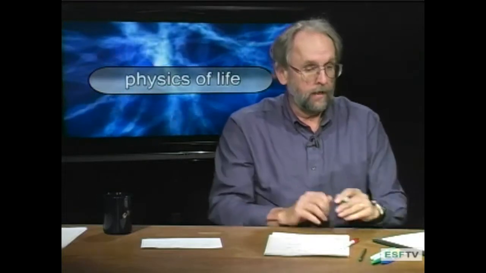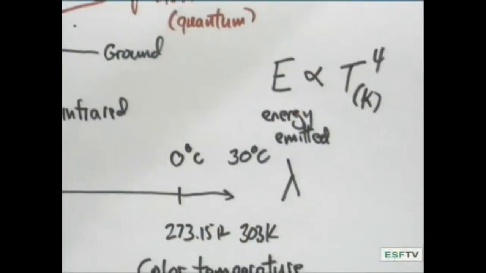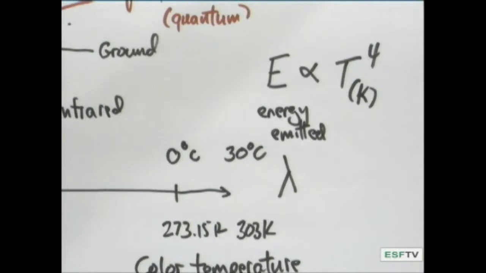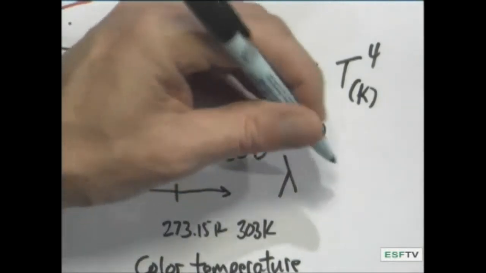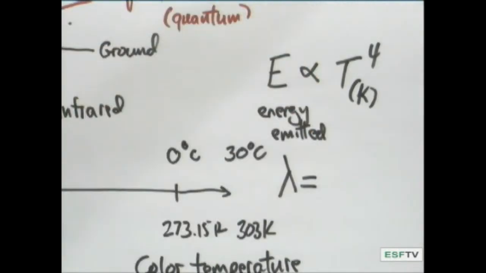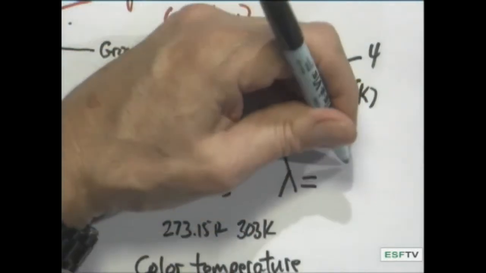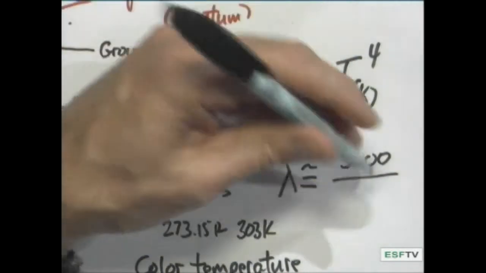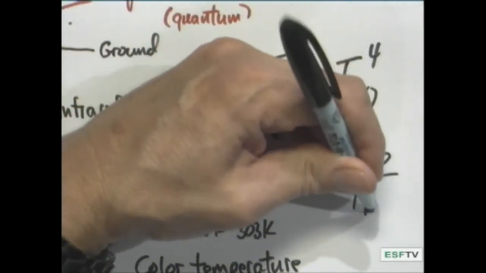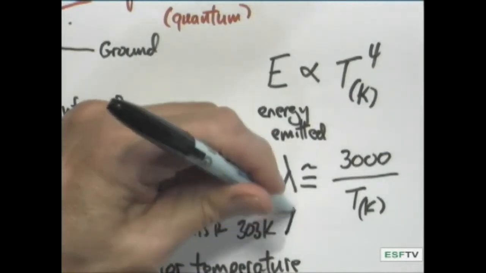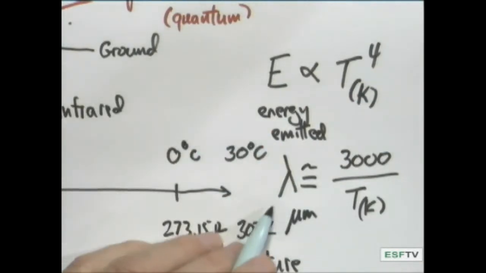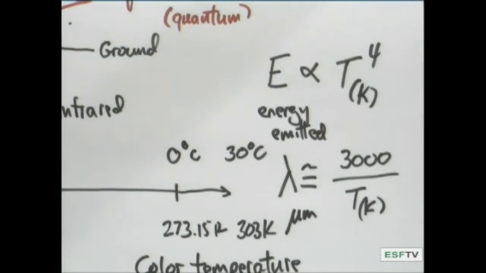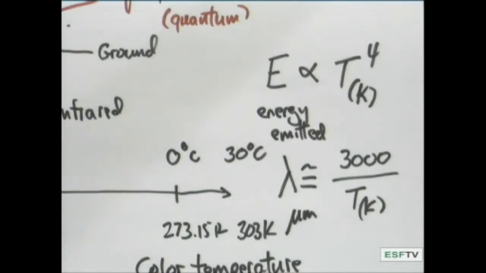Another law that you can use is the so-called Wien's Law, W-I-E-N-S, which lets you calculate the wavelength according to the color temperature, and this is on the order of about 3,000 divided by the temperature of the object in kelvins. And this comes out in micrometers, so 10 to the minus 6 meters, just to make it easy to calculate wavelengths that are in the visible spectrum.